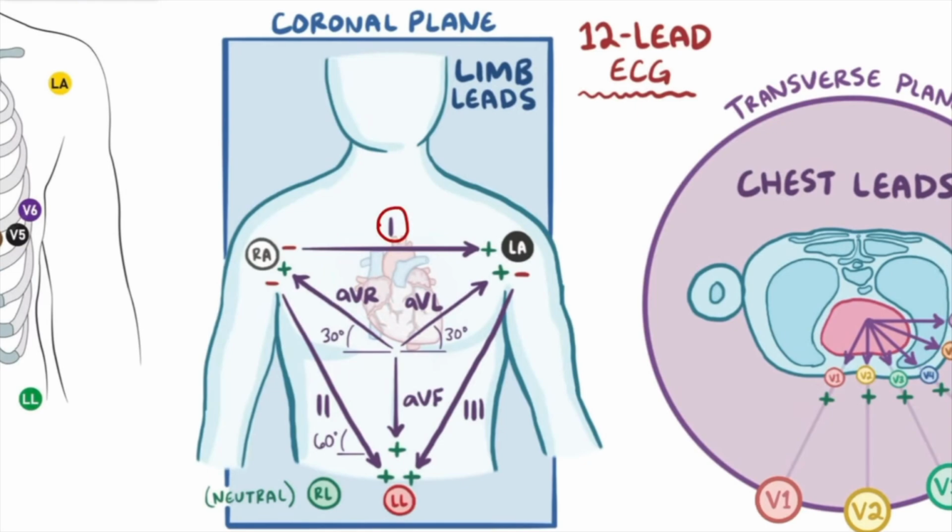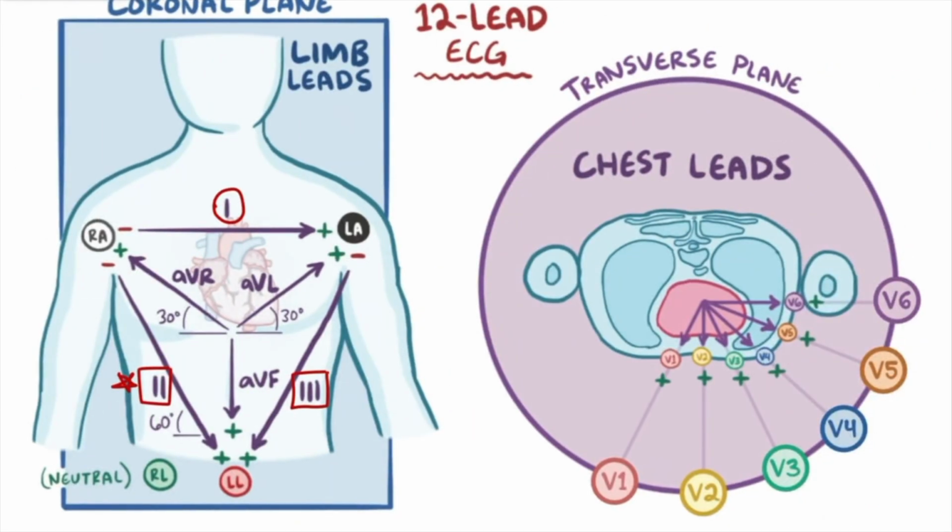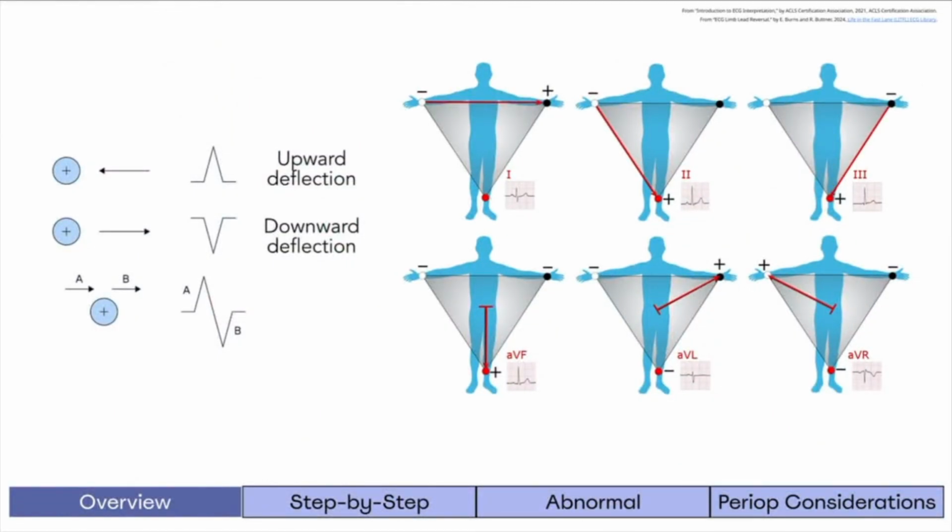Lead 1 shows the view of the left ventricle's high lateral wall. Lead 2 and 3 show the heart's inferior wall. Lead 2 most closely aligns with the heart's normal electrical direction. The chest leads, V1 through V6, view the heart in the horizontal or transverse plane, providing a different perspective of the heart. A simple rule to remember is that when electrical activity moves towards a positive lead, the waveform deflects upward. When it moves away from the lead, the waveform deflects downward. This helps explain why ECG waveforms look different across leads.